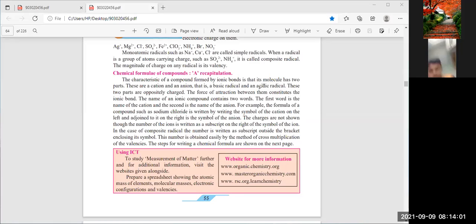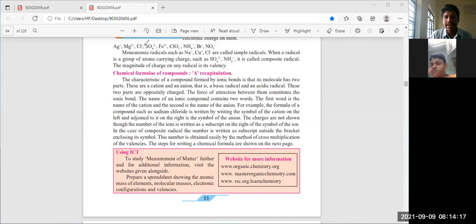So those cation and anion, that is, the basic radical and acidic radical, are oppositely charged and they always attract towards each other. We know about positive and negative charge: opposite charges always attract each other. So the same thing is happening here. When the positive and negative charges attract towards each other, they form a new substance. That's called the ionic compound.